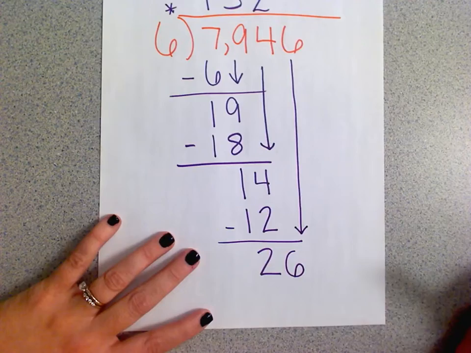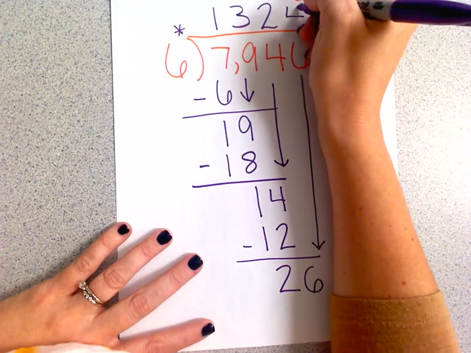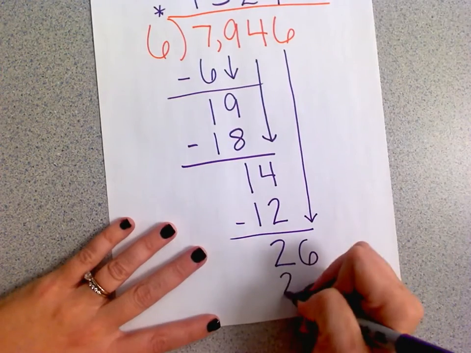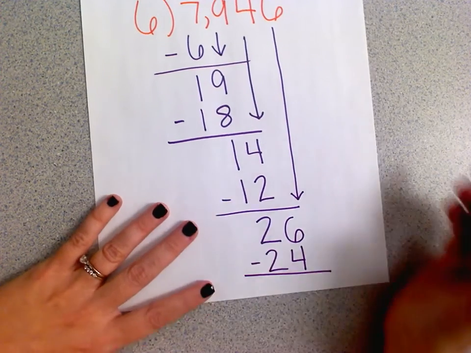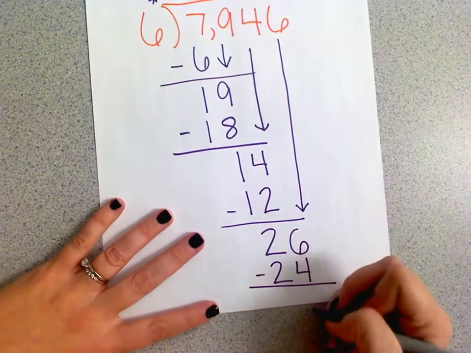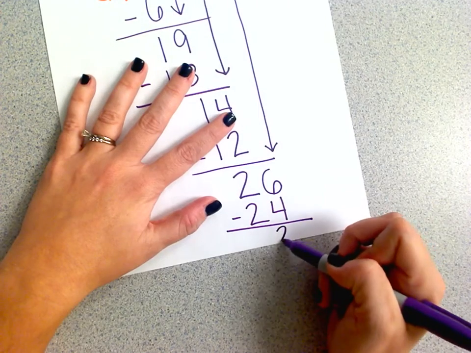6 goes into 26 how many times? Well, 6 times 4 is 24. I think that's as close as I'm going to get. Subtract. 26 minus 24 is 2.